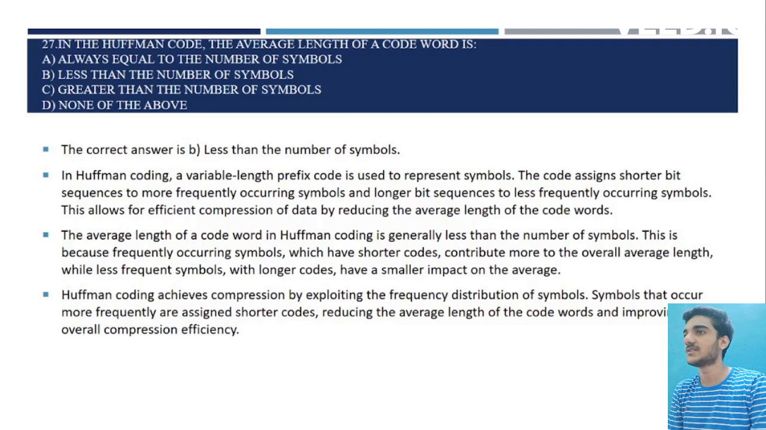In Huffman code, the average length of the code word is option B, less than the number of symbols. The average length of the code word in Huffman code is generally less than the number of symbols. This is because frequently occurring symbols which have shorter codes contribute more to the overall length, while less frequent symbols with longer code have a smaller impact on the average.